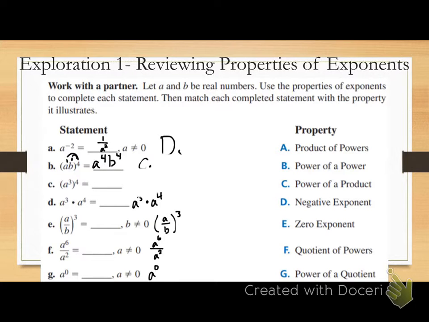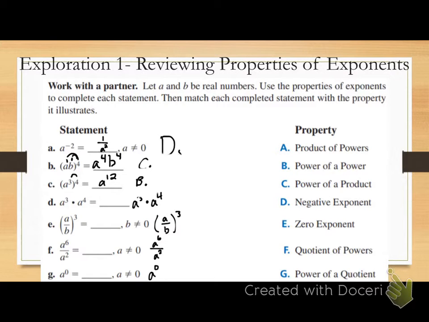I've got a power raised to a power. So every exponent in parentheses gets multiplied by the exponent outside the parentheses. So what's 3 times 4? A to the 12th. Everyone good there? That one you could have expanded out also: A to the 3rd times A to the 3rd times A to the 3rd times A to the 3rd. Then you could have expanded each one of those out. You'd have been left with 12 A's. So A to the 12th. Which property is this? Power of a power.